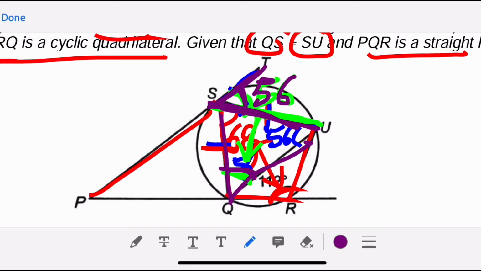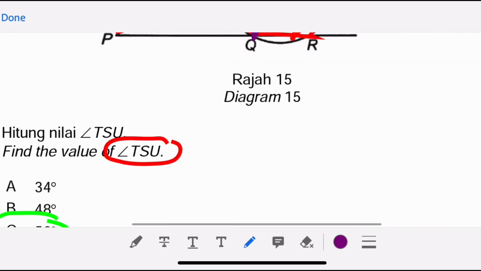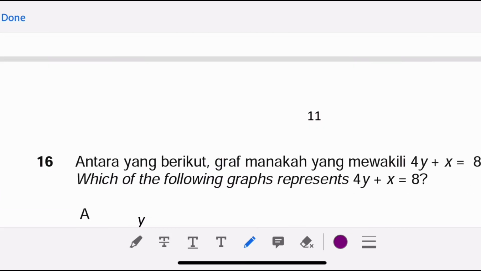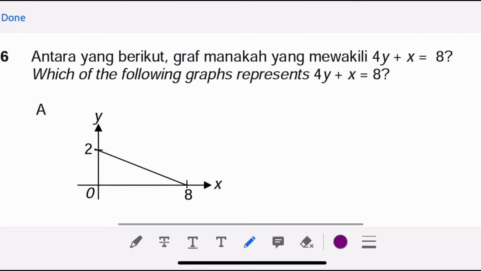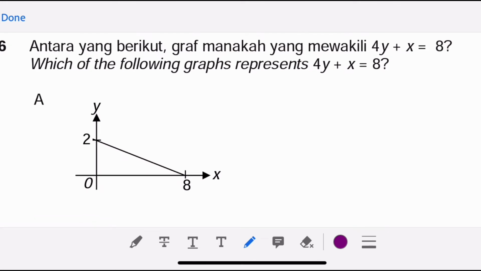56 here will be 56. Alright, so we have solved the angle for the circle. Let's proceed to question 16. Which of the following graphs represents 4y plus x?